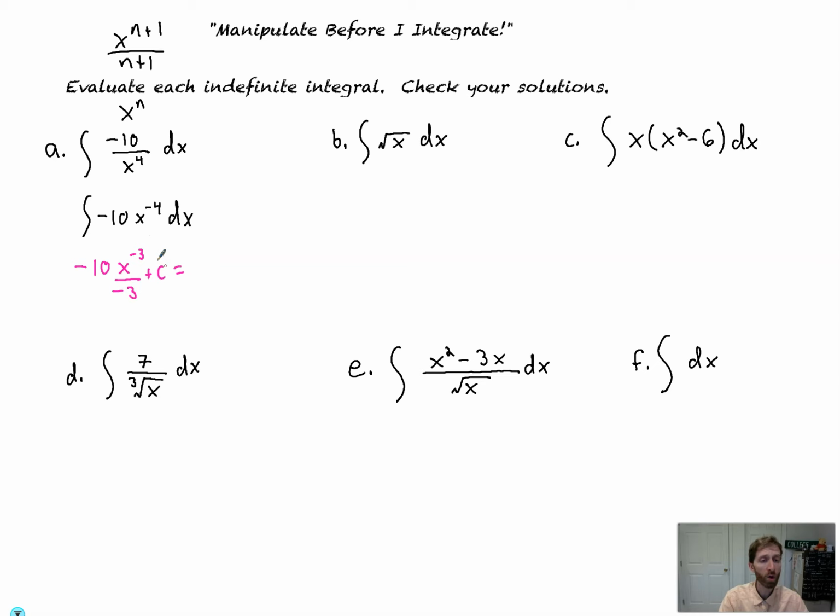A lot of teachers are going to want you to get rid of that negative exponent. Negative 10 over negative 3 is 10 thirds, or 10 over 3, x to the third, because of the negative exponent goes into the denominator, right? Plus c. There we go.